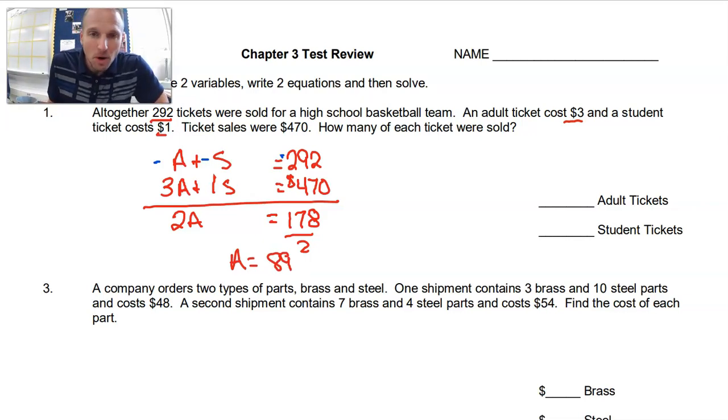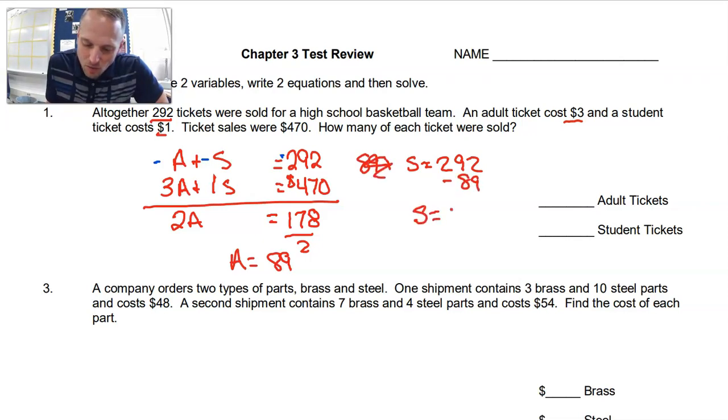Well, if you remember our original equation, that's the one I'm going to use. A plus S equals 292. And the adults were 89. So put that in for A. Subtract the 89 over. And we're going to get S equals 203. So there's 203 student tickets and 89 adult tickets.